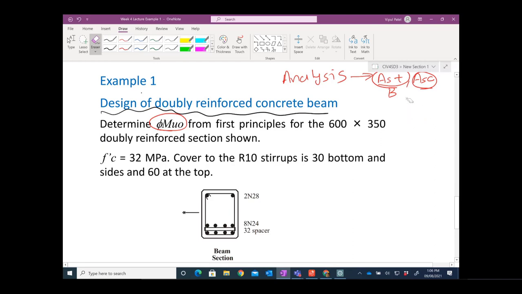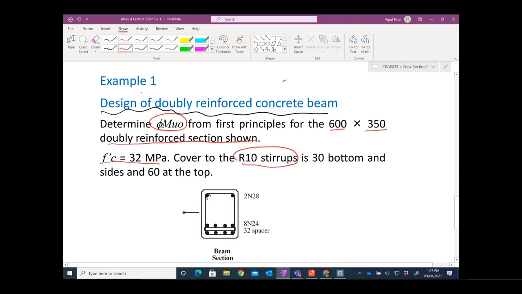Either they give you B and D and all the details and you find the capacity, or they give you the design moment and then you figure out the reinforcement. So this first one is analysis, where you need to find this MUO. We have a 600 millimeter by 350 millimeter doubly reinforced section. FC dash equal to 32.